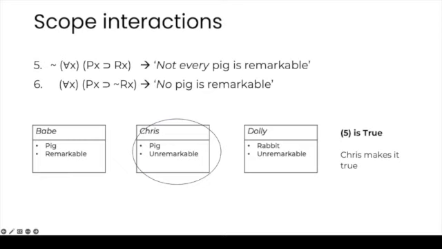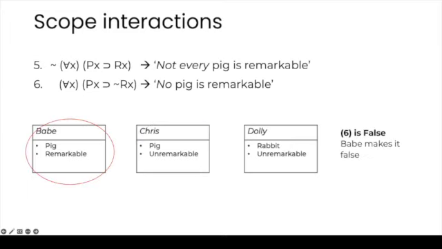However, if you look at this situation, 5 comes out true. And well, it is Chris that makes it true, because there is at least one pig that is unremarkable. But 6 is false. And why? Because Babe is a pig, but is remarkable. And here we can see that they are different. In fact, 6 is stronger than 5, and 6 entails 5, but not the other way around.